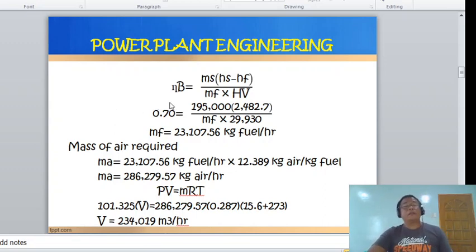For the mass of air required, since we already have the air-fuel ratio, the mass of air is equal to 23,107.56 multiplied by 12.398. That is equivalent to 286,279.57 kilogram of air per hour. Using now the ideal gas equation, PV is equal to MRT. Determining the volume, the volume required is equal to 234,019 cubic meter per hour. So that is now the answer, the option that is, of course, letter A.